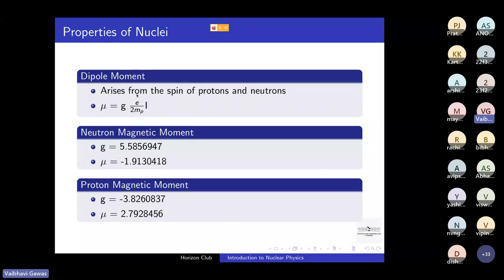Dipole moment arises from the spin of both protons and neutrons that we discussed before. But the direct relation between these two quantities, spin and dipole moment, is not known as such. But if the spin is zero, then you are for sure going to have zero dipole moment and the quadrupole moment is zero as well. While if the spin is non-zero, then you'll have some amount of non-zero dipole moment as well.